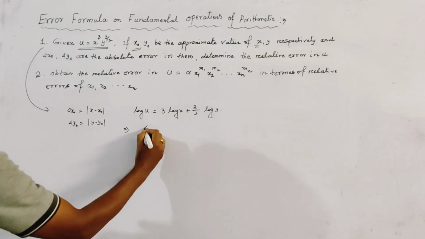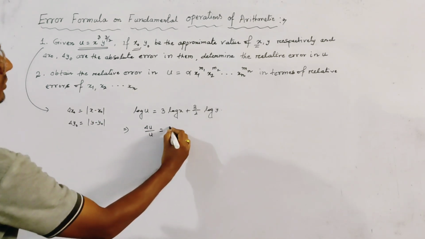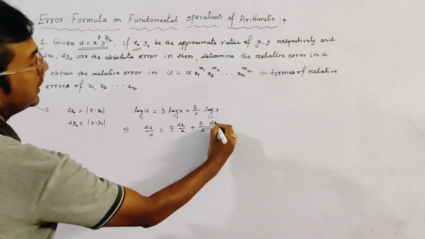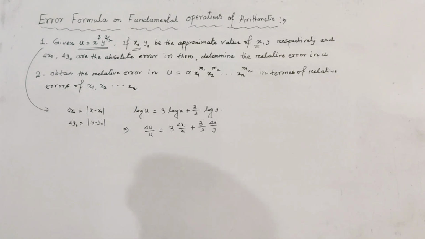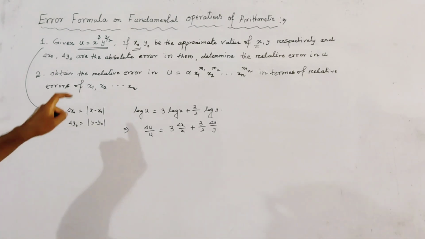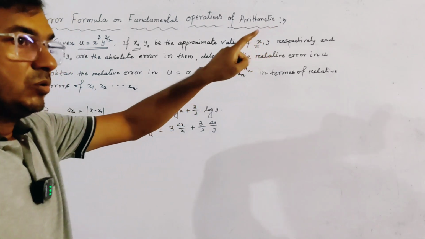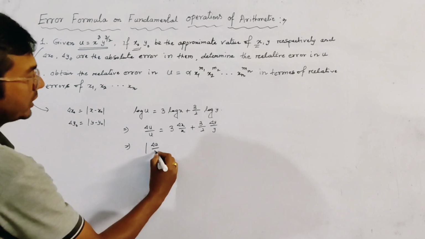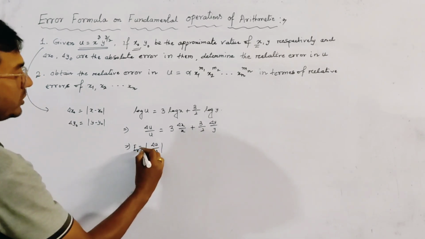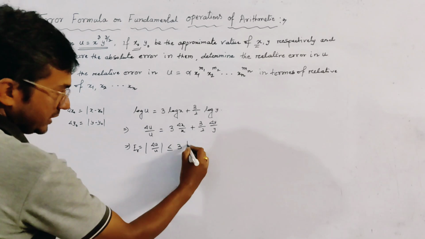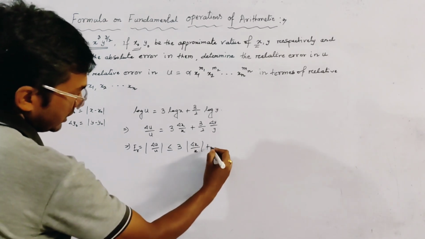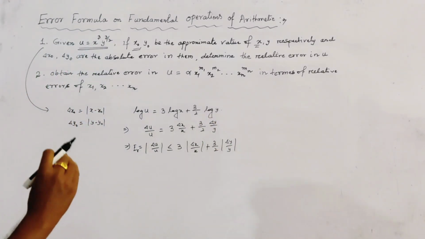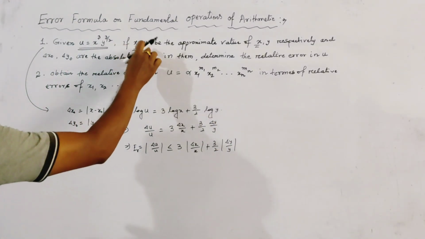Now we know that delta u by u = 3 delta x by x + (3/2) delta y by y. Now we have to find the relative error. So we get the relative error of u, Er, whose maximum value is 3 delta x by x + (3/2) delta y by y. And we have to find the relative error at the point x0, y0.